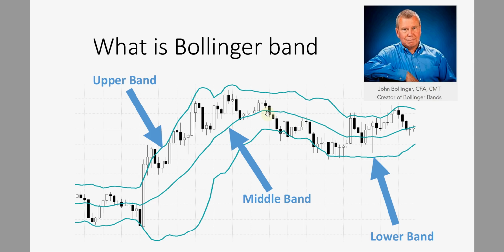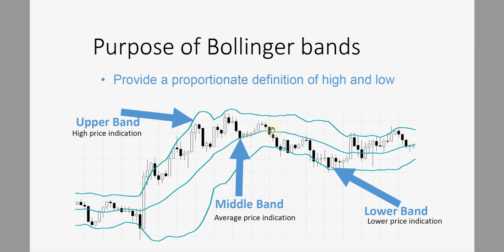The middle is a simple moving average. The top band is a standard deviation above, and the lower band is a standard deviation below. What actually is the purpose of having a Bollinger Band? The main purpose of Bollinger Band is to provide a proportionate definition of high and low. By definition, prices are high when they are at the upper band, prices are low when they are at the lower band, and the average price is at the middle band.